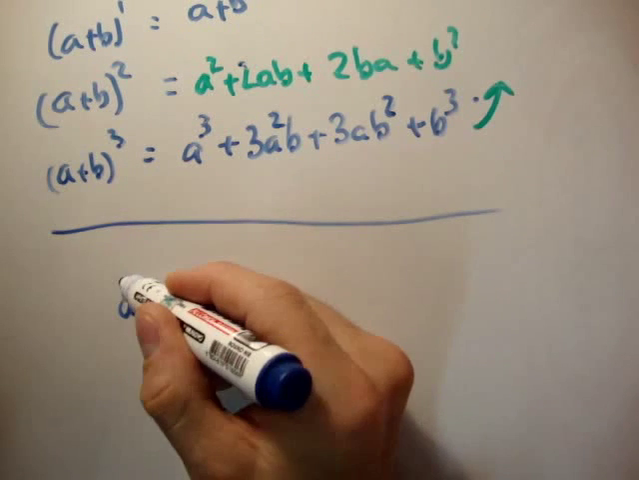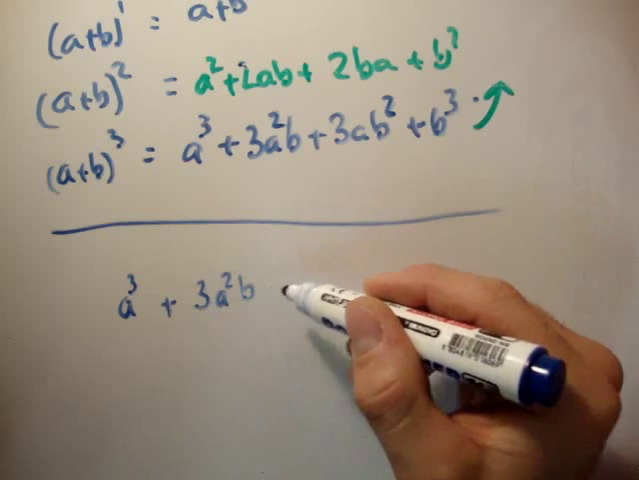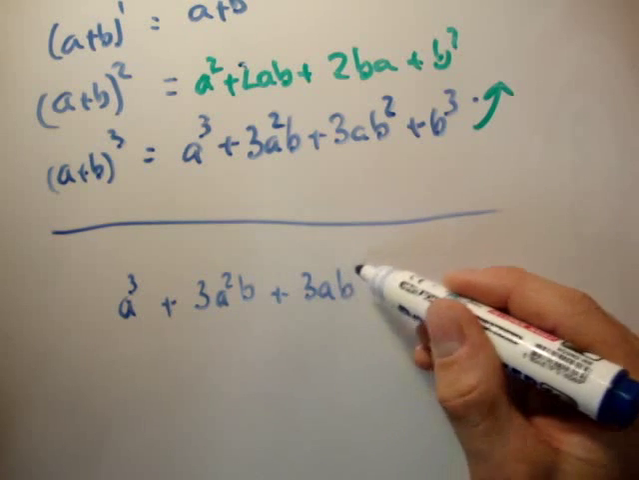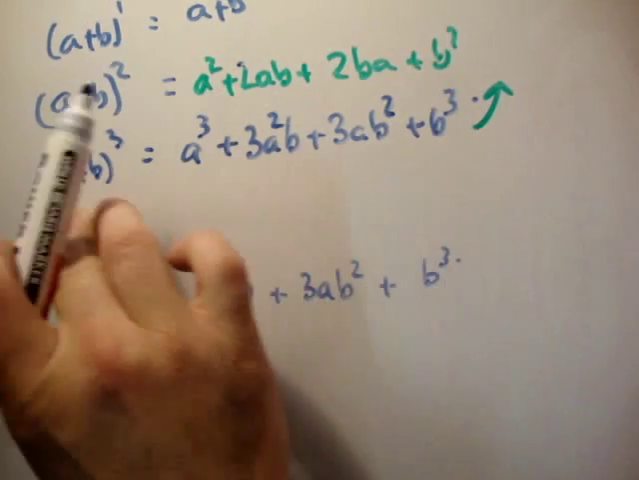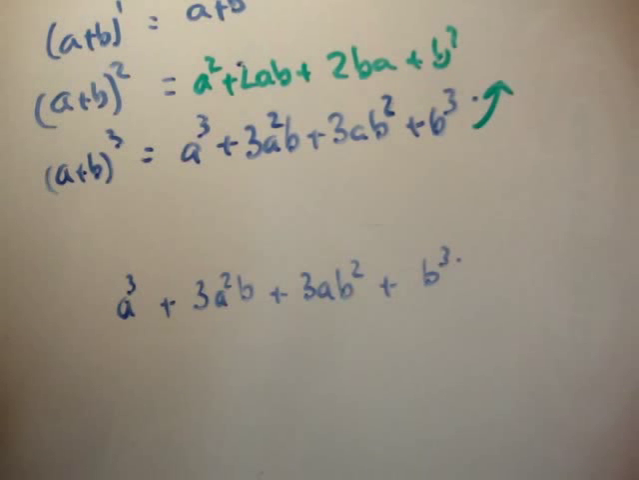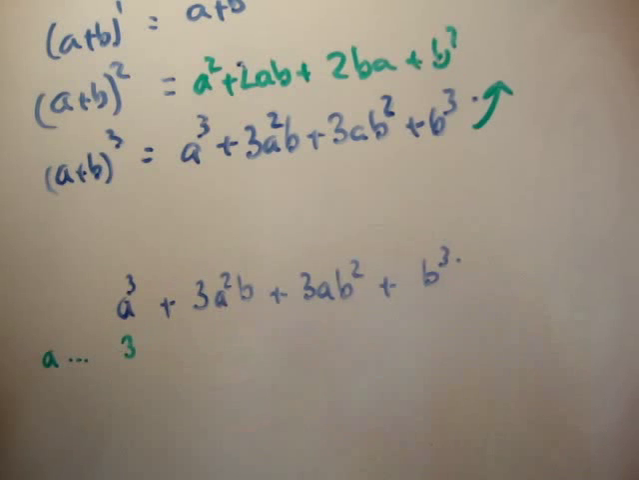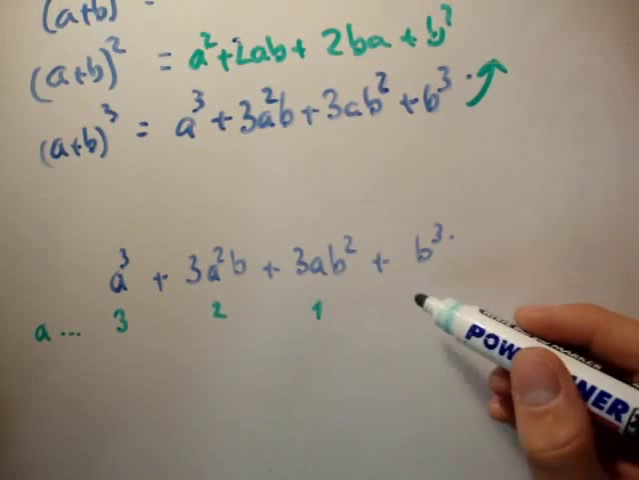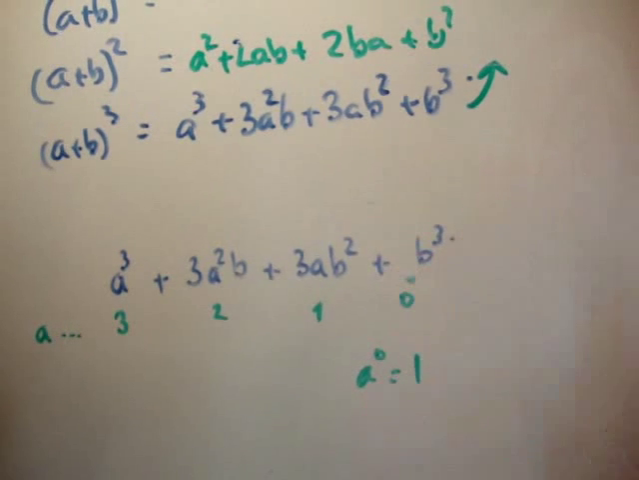So let's take the cubic equation. A cubed plus 3a squared b plus 3ab squared plus b cubed. Now, it might be difficult to do this with two colors, but we'll see how we get on. So let's look at the powers of A. We have a cubed power, a squared power, to the first power and to the zeroth power, because A to the zero is equal to 1, which is exactly what we have in here. Okay? So it's going 3, 2, 1, 0.